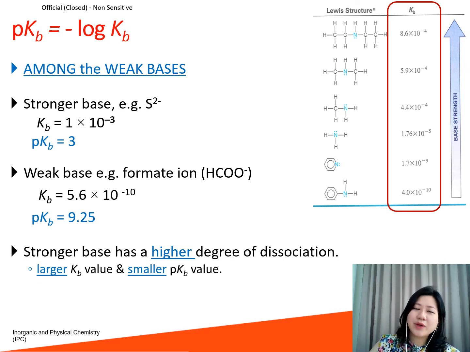Similar to Ka for weak acids, Kb also tells us the strength of a weak base. A stronger base would have a higher degree of dissociation in aqueous solution, therefore it would have a larger Kb value. We can see from this example of S2- and formate ion that S2-, which is a stronger base, has a higher Kb value compared to formate ion. On the other hand, pKb values decrease when Kb increases, so stronger bases would have a lower pKb value compared to a weaker base.